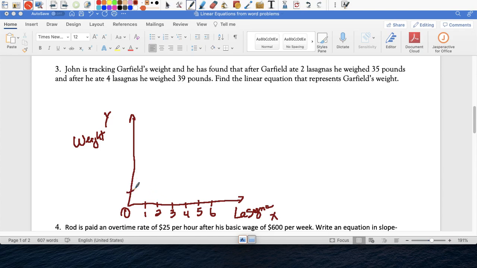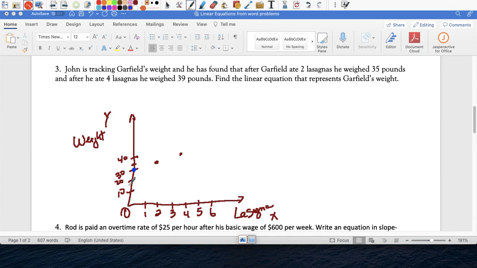So let's make this 10, 20, 30, 40. 10, 20, 30, 40, and 35 would be about here. So 2 lasagnas, he's at 35 pounds. And when he ate 4 lasagnas, he's at 39. So 39 would be just about here. What happens when he eats 0 lasagnas? Well, when he eats 0 lasagnas, he should be somewhere, I don't know, somewhere around here, right?